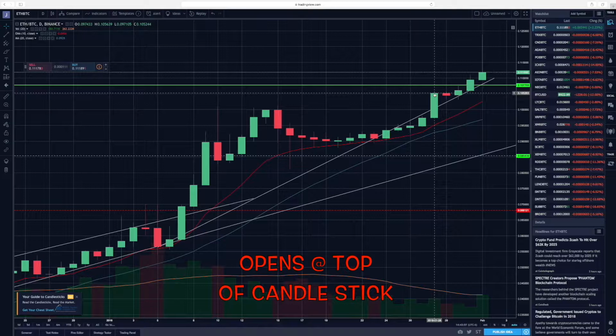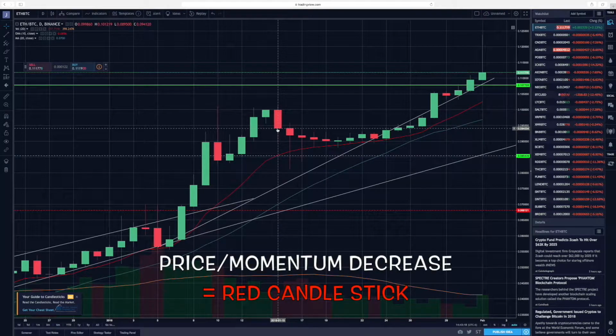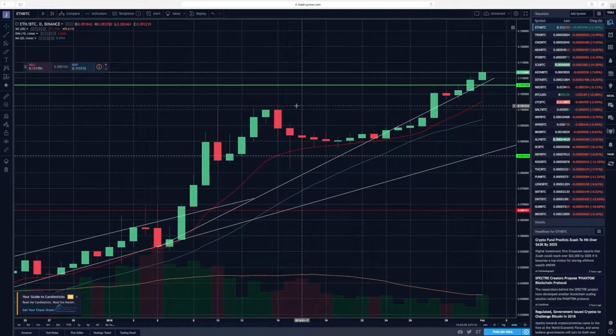And the red is just the opposite. So the red means it opens at the top, momentum drives the price downwards, and it closes at the bottom. Pretty easy, just showing a decrease in price. It might be a slightly confusing concept as far as when it opens and closes, but most importantly, green means gain and red means loss.